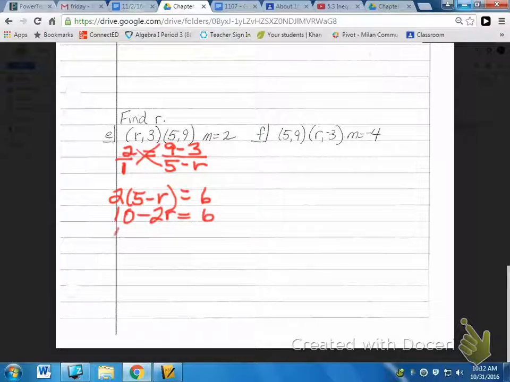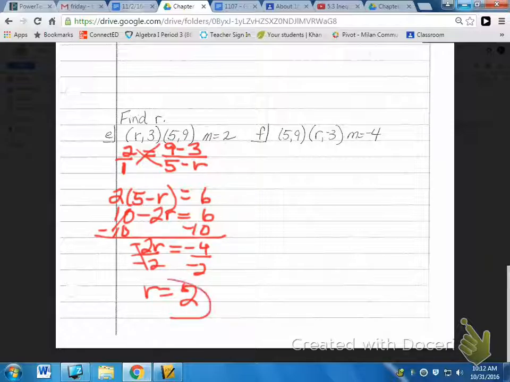It's a two-step equation. Subtract 10. Negative 2r equals negative 4, and divide by negative 2. R would be positive 2. Questions about that? Ben? Okay. What's 9 minus 3 right here? 6. 6 times 1? There you go. That's where we got it.